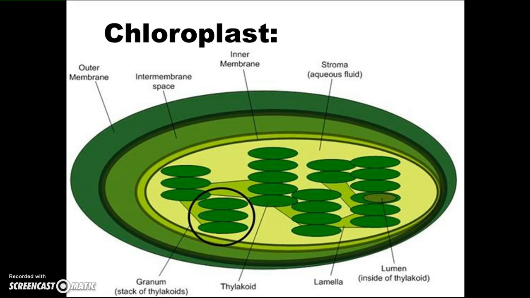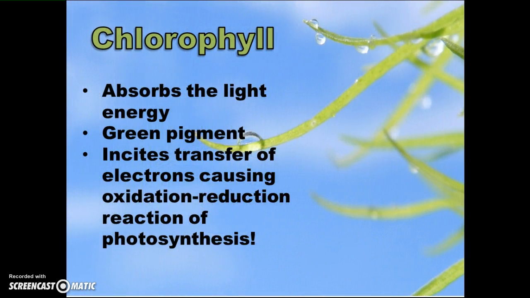The chloroplasts contain chlorophyll, which absorbs light energy. The chlorophyll is a green pigment, which is why we see the leaves of plants as being green, because it reflects the green. The chlorophyll incites the transfer of electrons, so it causes electrons to be transferred, which causes the oxidation reduction reaction of photosynthesis. Because as we discussed, oxidation reduction is the transfer of electrons from energy poor to create energy rich.